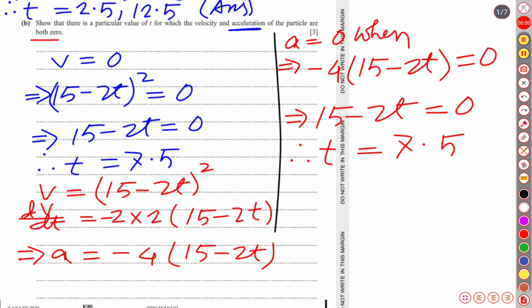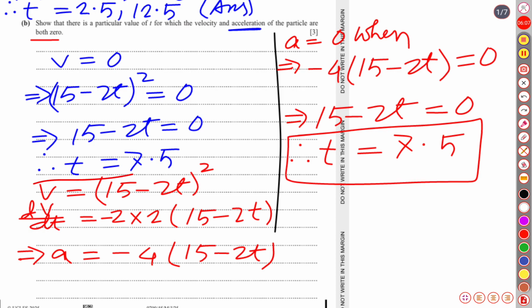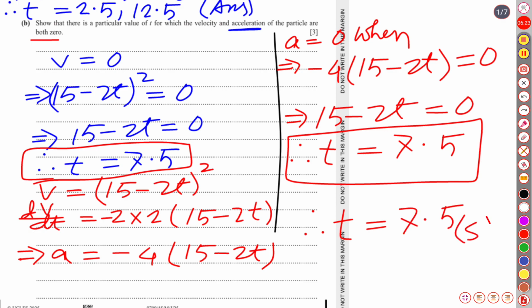So what did we get? Both acceleration and velocity are 0 at the time when t is equal to 7.5. They have told us to find the value of t. Hence, t is equal to 7.5 seconds in both cases. That's all about the answer to this question.